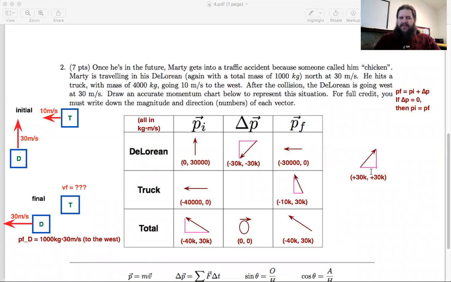Anytime you've got a right triangle, if you know the two legs, how do you find that hypotenuse? The Pythagorean theorem. Yeah, we can use the Pythagorean theorem. The magnitude squared equals the x component squared plus the y component squared. Hypotenuse squared equals leg squared plus leg squared. So the magnitude is going to be the square root of x squared plus y squared. We have those values, so we could just fill those in. Square root of 30,000 squared plus 30,000 squared.